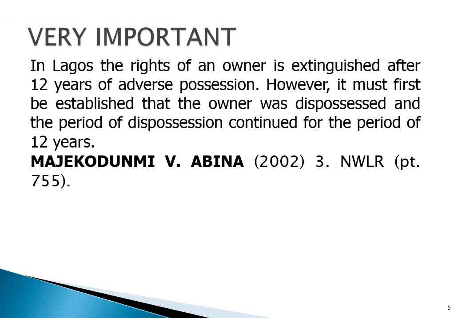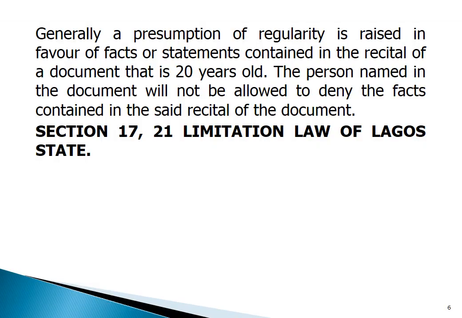Very important, in Lagos, the right of an owner is extinguished after 12 years of adverse possession. However, it must first be established that the owner was dispossessed and the period of dispossession continued for the period of 12 years. Majeku Dumi and Abina 2002 3 Nigerian Weekly Law Report, Part 755. Generally, presumption of regularity is raised in favor of facts or statements contained in the recital of a document that is 20 years old. The person named in the document will not be allowed to deny the facts contained in the said recital of the document. Section 17 and 21 Limitation Law of Lagos State.